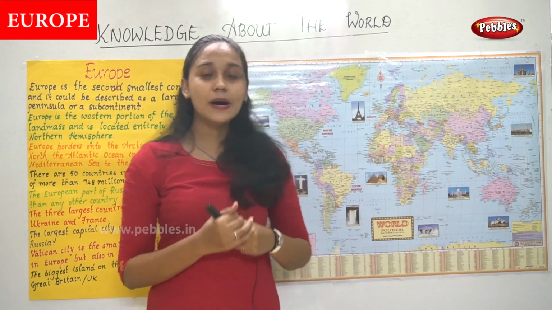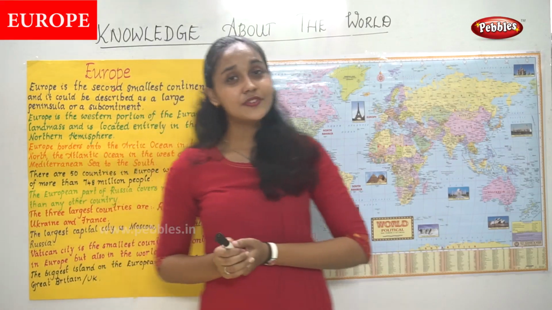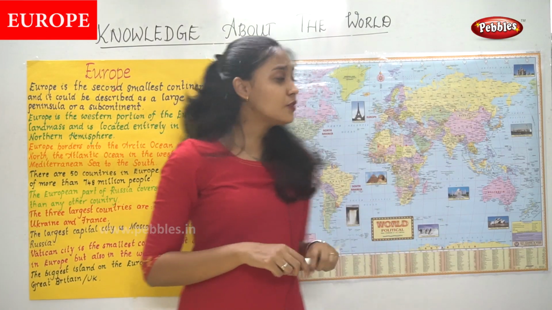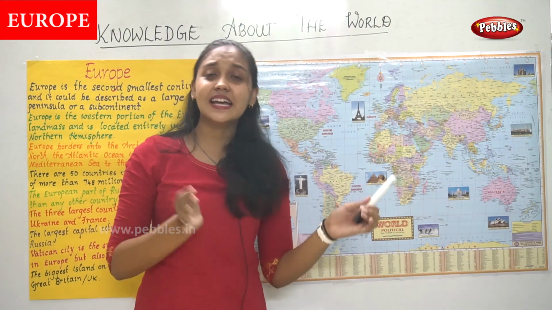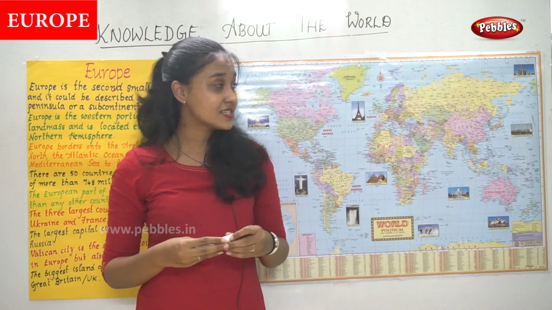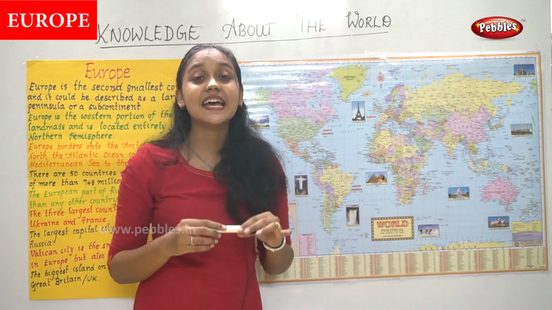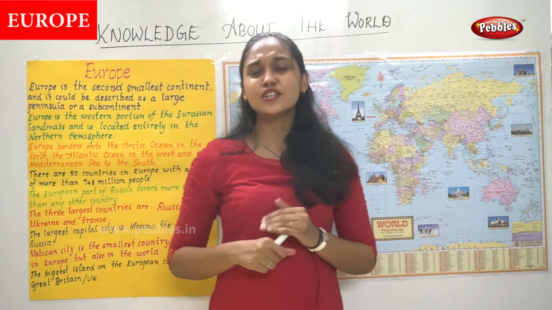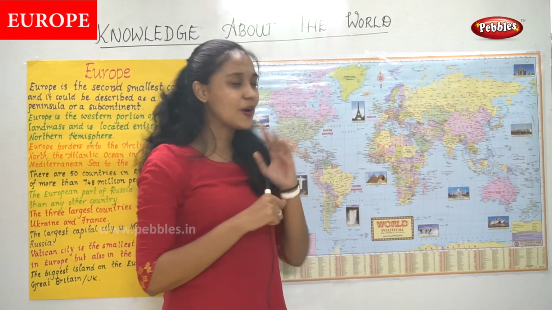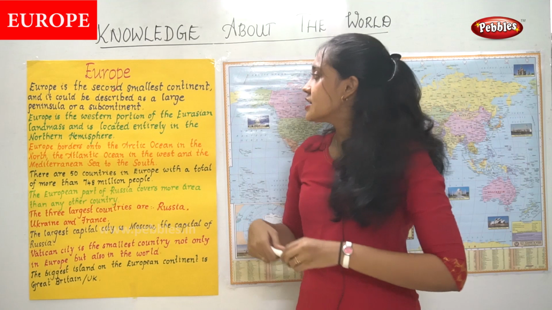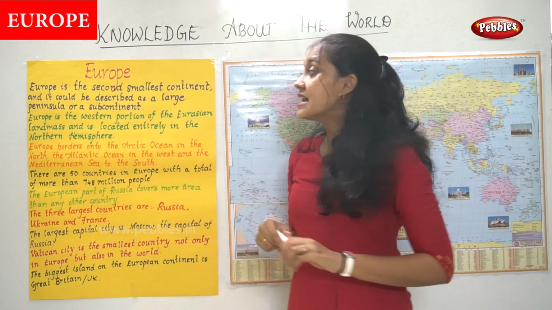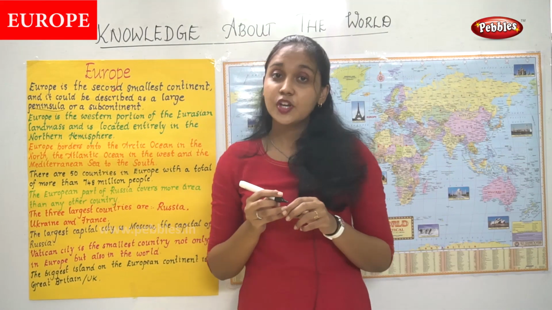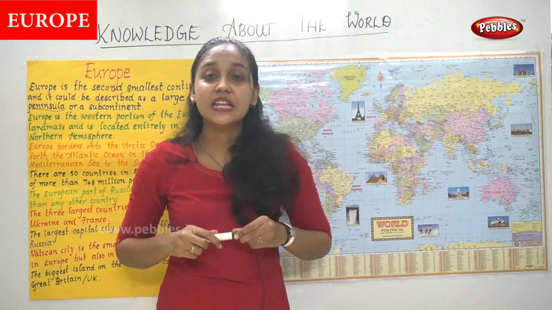So shall we learn about Europe now? First of all, it is the second smallest continent. So far we have learned the largest, the second largest, etc. But Europe is the second smallest continent, which means there is just one continent that is smaller than Europe. So it's quite a small continent. It could be described as a large peninsula. See the word here, peninsula. What do you mean by the word peninsula?